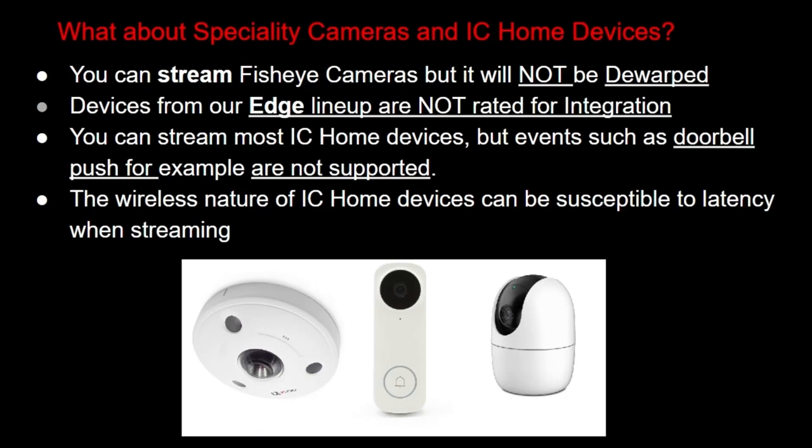The last thing to talk about are the specialty cameras. These typically include fisheye cameras and our IC Home line. While fisheye cameras are not officially supported, you are able to stream over the network, but it will not be dewarped. Regarding our IC Home devices, they can be streamed over the network, but events such as doorbell push from the Dinger Pro, for example, are not supported. Also, the wireless nature of IC Home devices can be susceptible to latency when streaming. Lastly, the devices from our Edge lineup are not rated for integration.